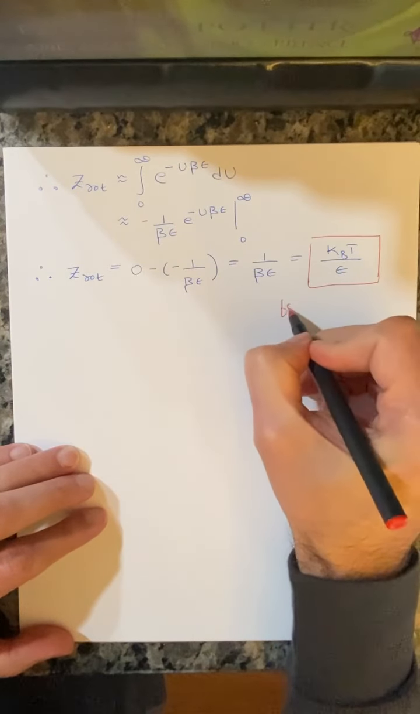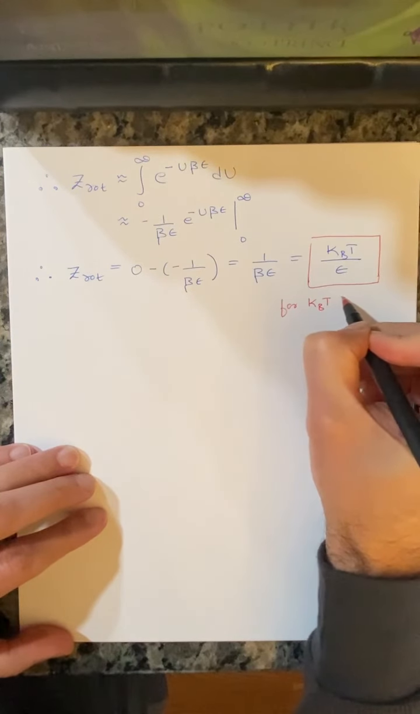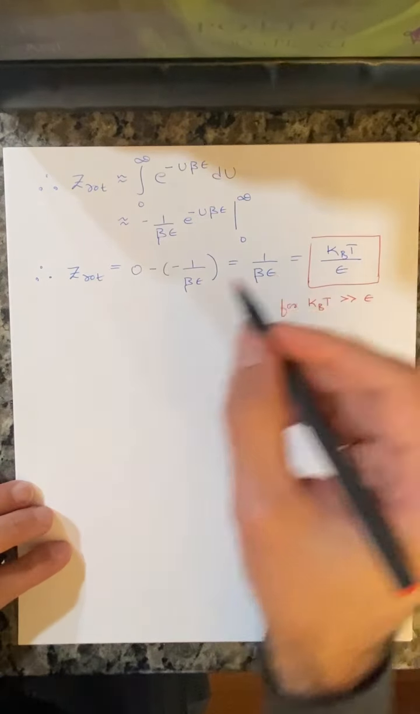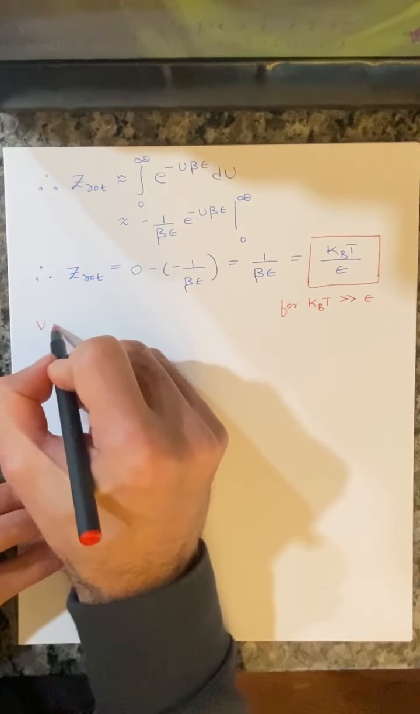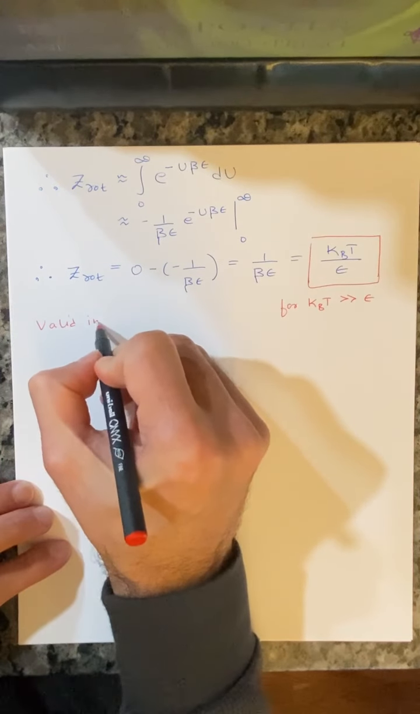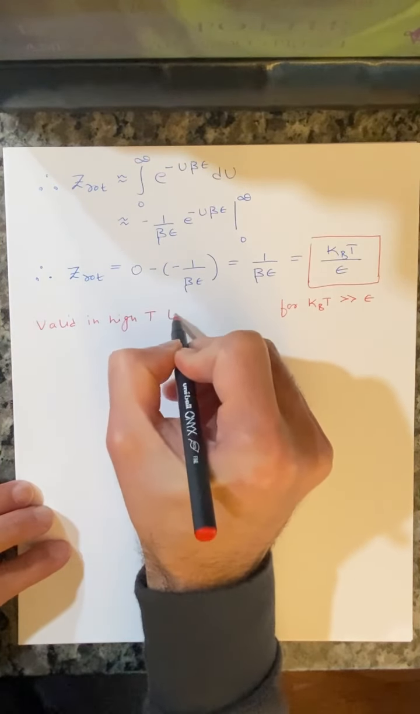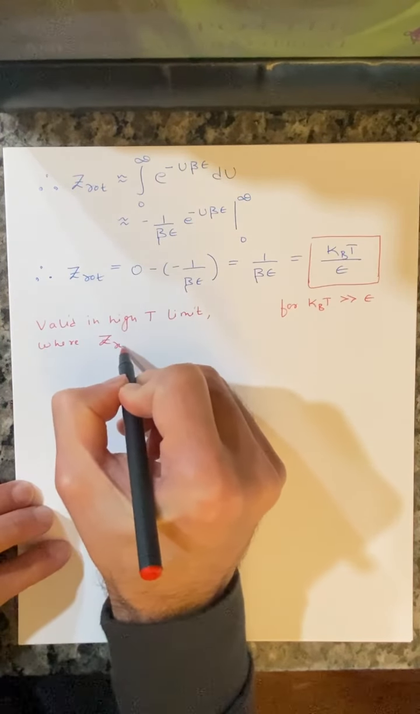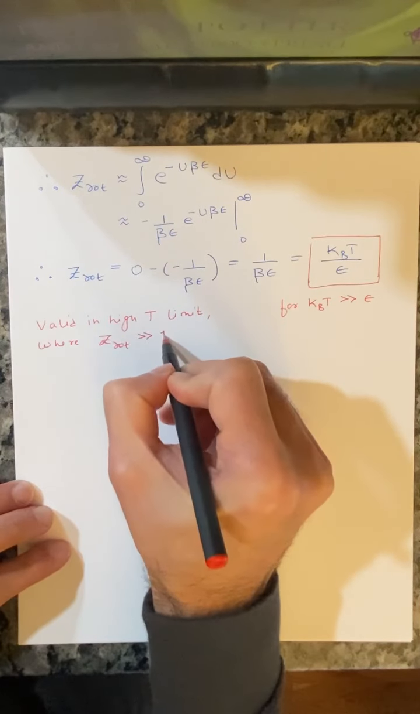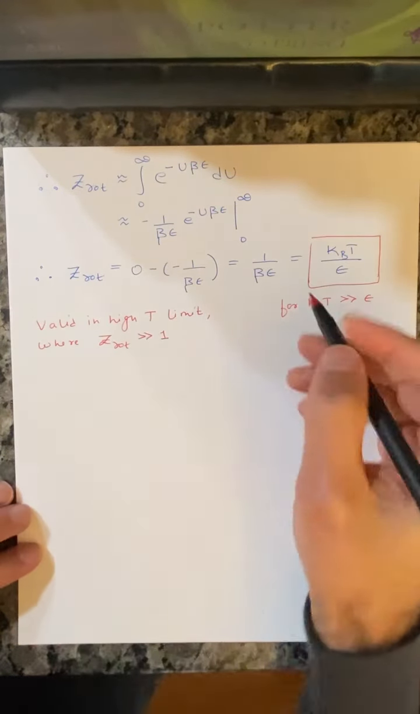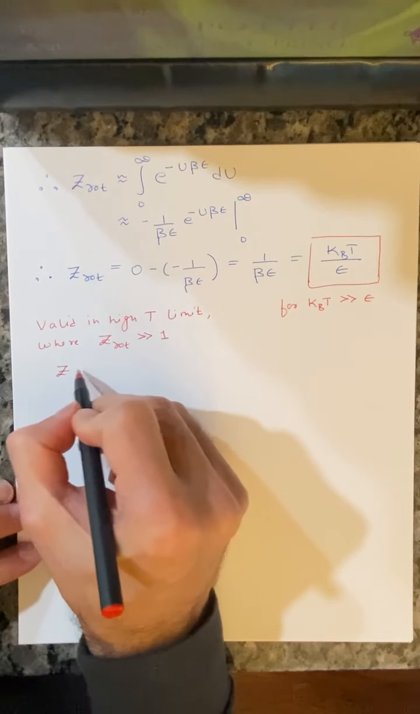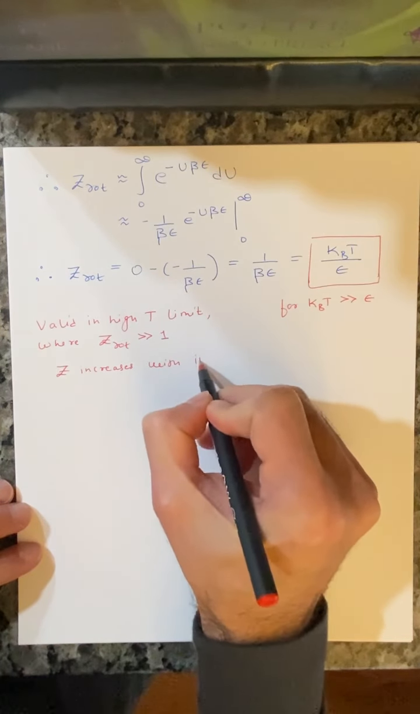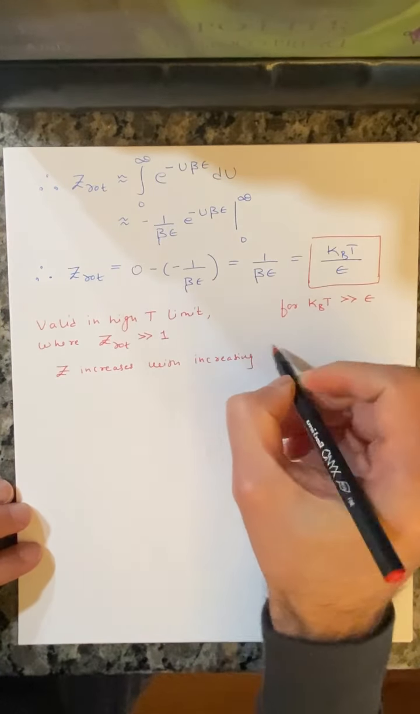And over here, one condition is for kBT very, very large. In this case, this result is valid, I would say, or applies in the high temperature limit, where Z rotational, the partition function for the rotational states, is quite large than 1. And don't forget over here, Z increases with increasing temperature. Take a look at the partition function value.